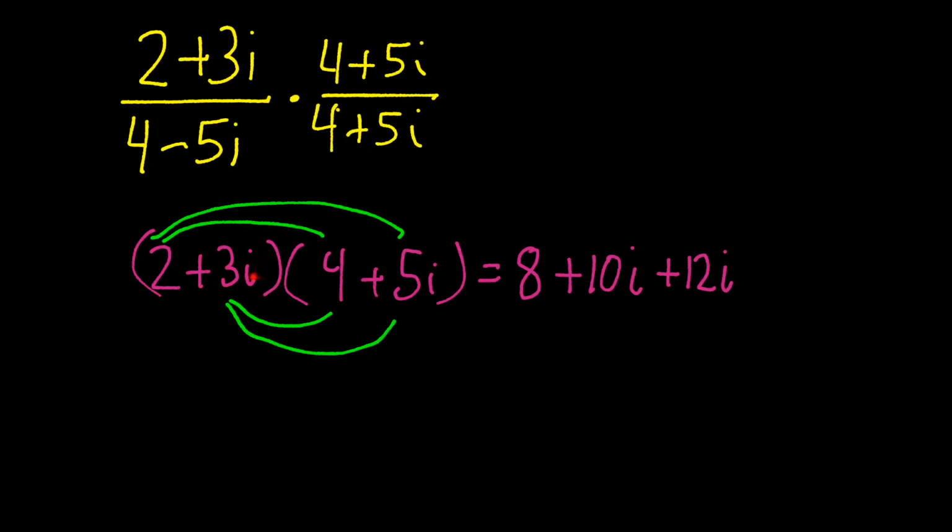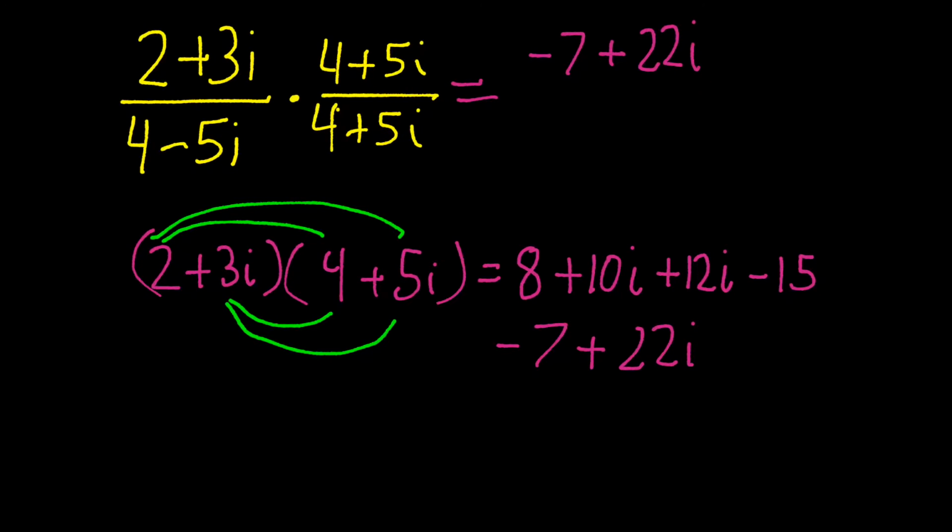And then lastly, we're going to have 3i times 5i. 3 times 5 is 15. I times I is negative 1. So we have a negative 15. And then we combine everything so that we have 8 minus 15, which is negative 7, plus 10 plus 12i, which is going to be 22i. So our numerator in this example becomes negative 7 plus 22i. And that's okay that the imaginary term is up there. We just don't want it in the denominator.